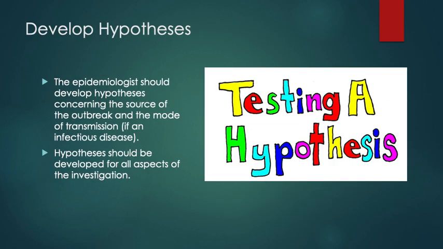We then develop hypotheses. Now, the hypotheses should concern the source of the outbreak and the mode of transmission. So thinking about the mode of transmission, is it a vector, meaning that it is an insect like a mosquito? Is it a fomite, meaning that it's like a surface? Is it a vehicle like a needle? We need to understand what is actually causing the disease to spread, and that way if we can eliminate that cause, that vehicle, then we can possibly stop the mode of transmission and stop the spread of the disease. We should develop these hypotheses for all aspects of our investigation.